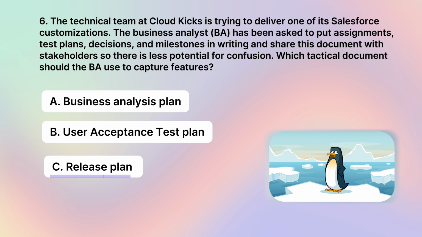Options A, business analysis plan, and B, user acceptance test plan, are not the correct answers because they do not capture the necessary information for capturing features in a Salesforce customization. A business analysis plan is focused on defining business requirements and understanding the current state and future state of the business. A user acceptance test plan is focused on testing the functionality and usability of a Salesforce customization before it is delivered to end users. Therefore, these options do not provide a comprehensive plan for capturing features.